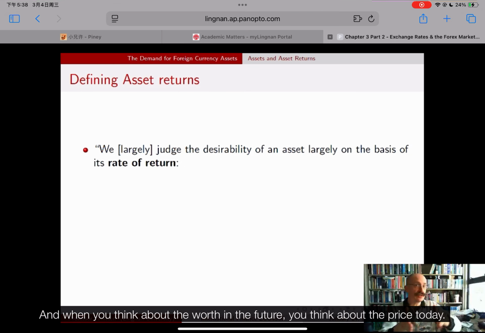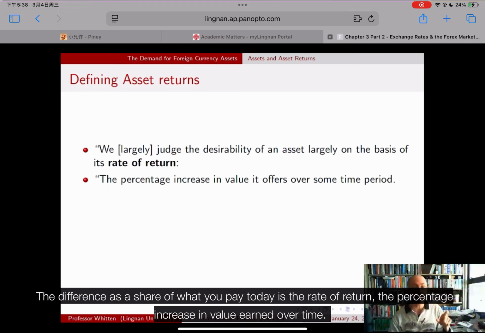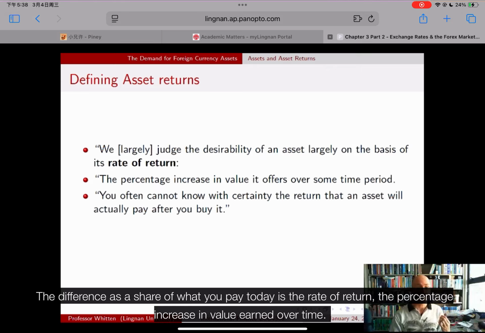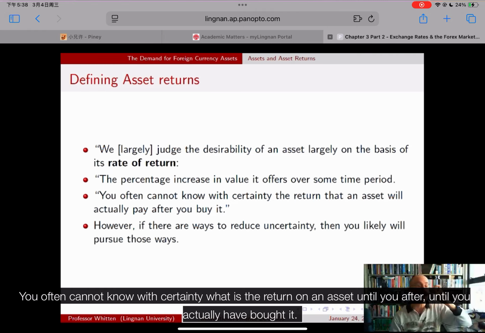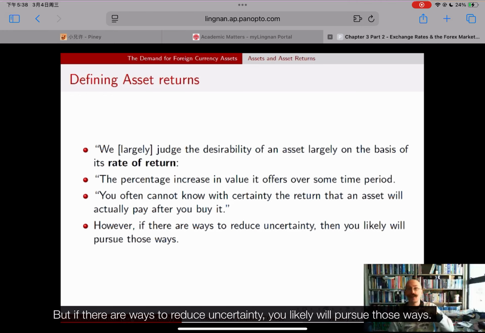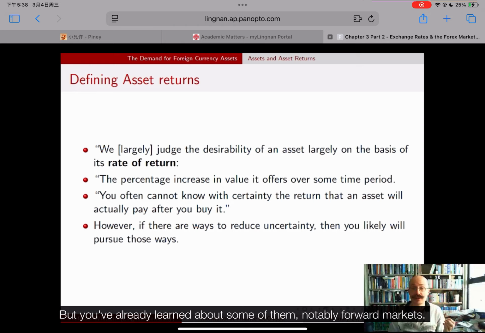And when you think about the worth in the future, you think about the price today, the difference as a share of what you pay today is the rate of return, the percentage increase in value earned over time. You often cannot know with certainty what is the return on an asset until you actually have bought it. But if there are ways to reduce uncertainty, you likely will pursue those ways, and we'll be talking about this in the final video, but you've already learned about some of them, notably forward markets.